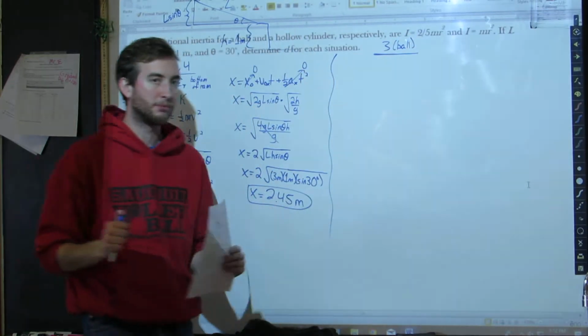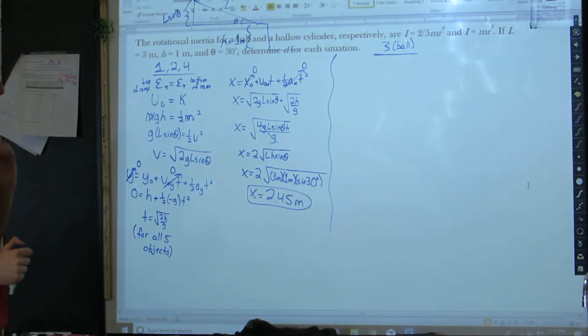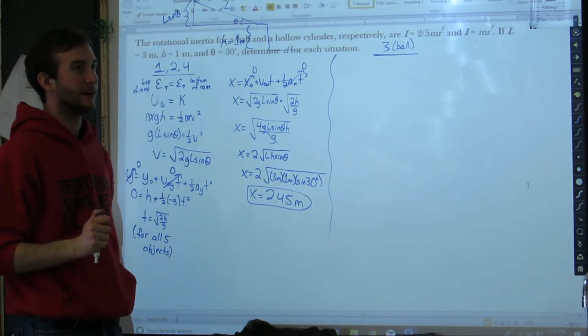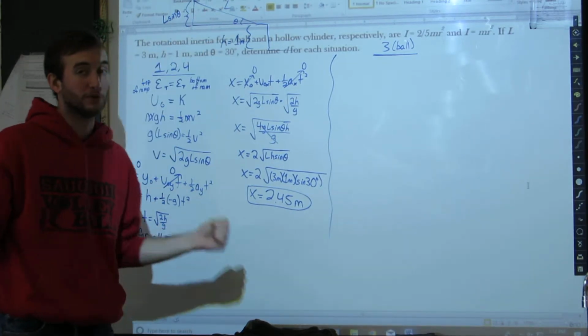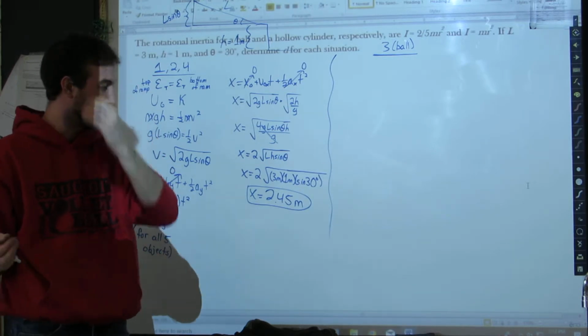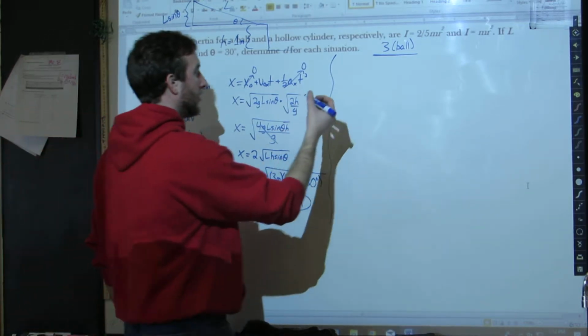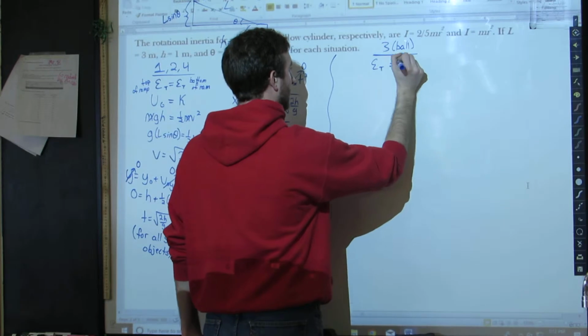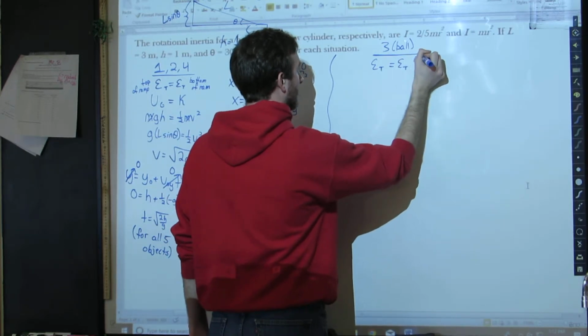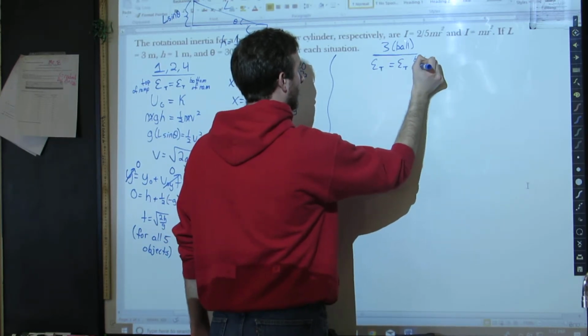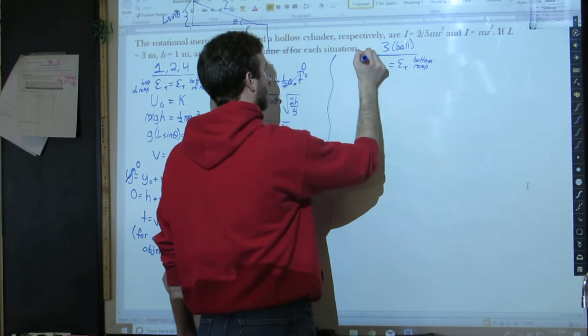We can do a similar approach. We can figure out how fast the ball is going when it gets to the bottom by determining, well, we could use forces and energy, or we could use forces and kinematics. I'm going to choose to use energy though. We know that, once again, E_T equals E_T, bottom of the ramp and top of the ramp.